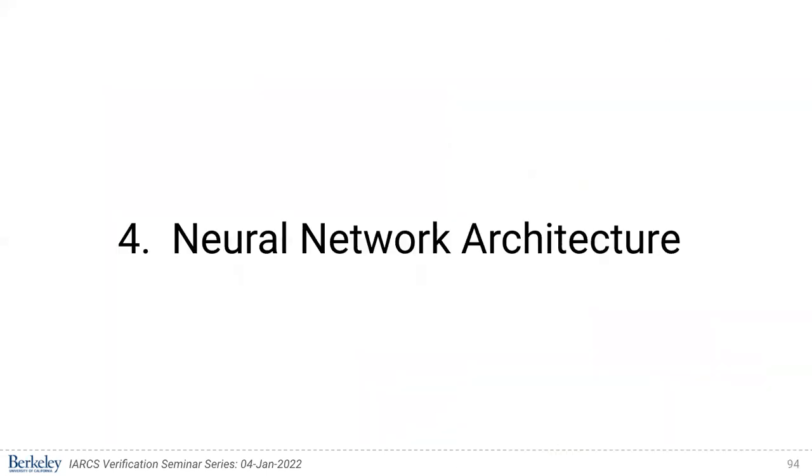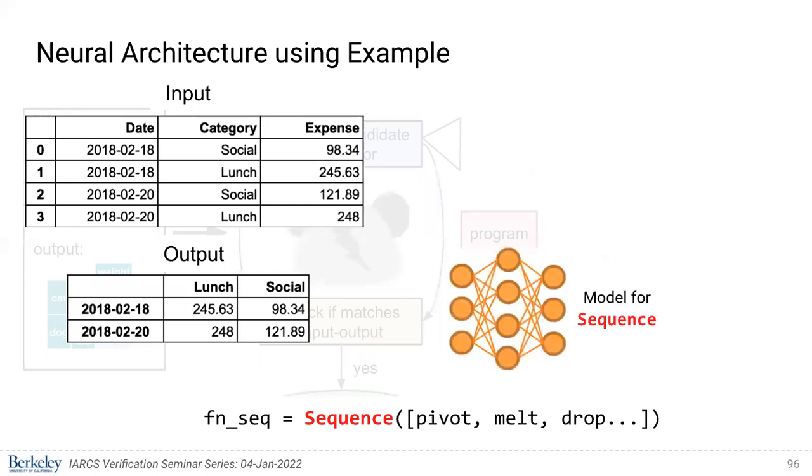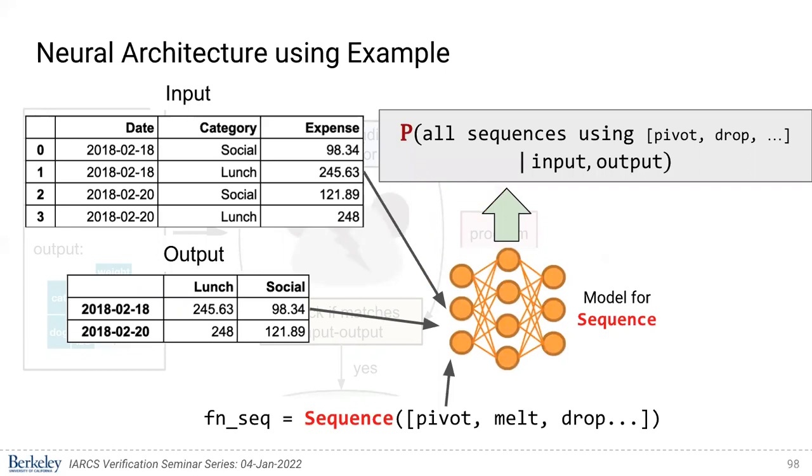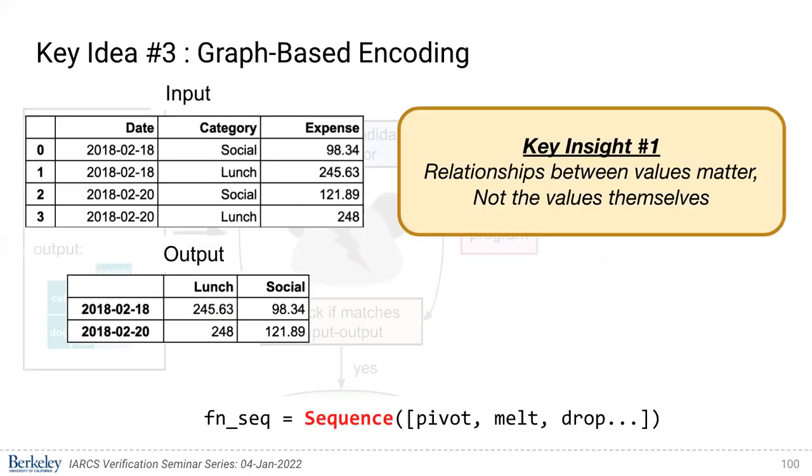So how do the neural models work here? Let's look at an example. Suppose this is the input-output example, the input and output tables, and we're looking at the sequence function. The model for sequence is supposed to give out a probability distribution over all the possible sequences, pivot, drop, and so on, conditioned on the example. So the first question is, how do you encode this?